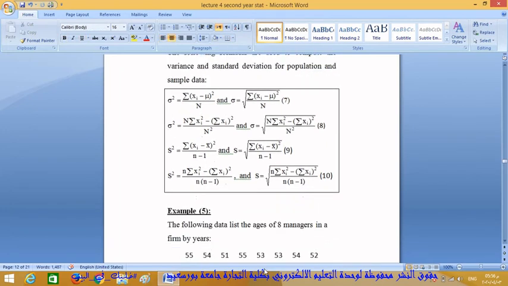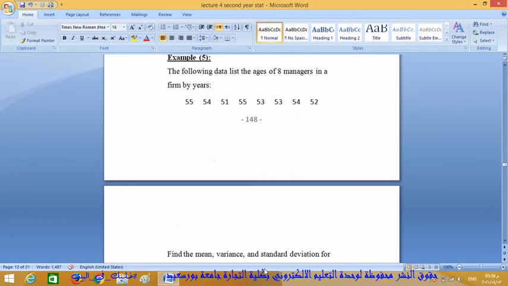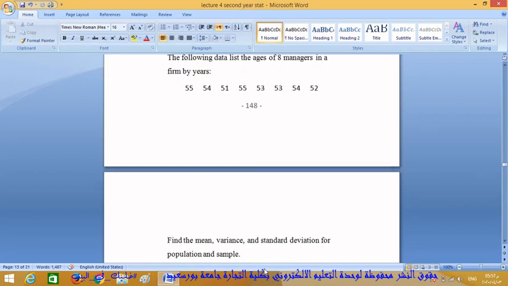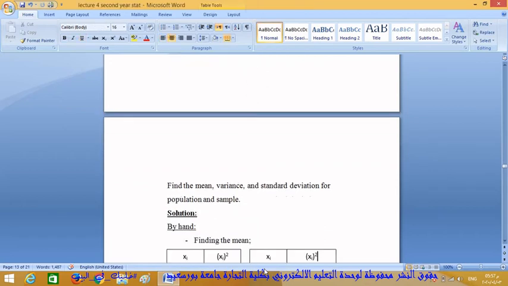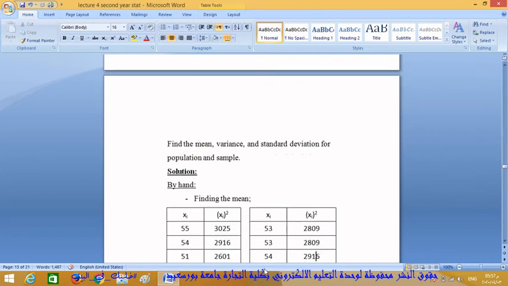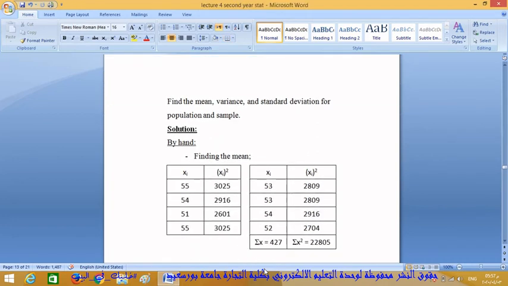Example number 5. The following data lists the ages of 8 managers in a firm, in years. Find the mean, variance, and the standard deviation for a population and a sample. Solution by hand, finding the mean. Put x, and the summation of x equals 427. Then the number of x is 8.